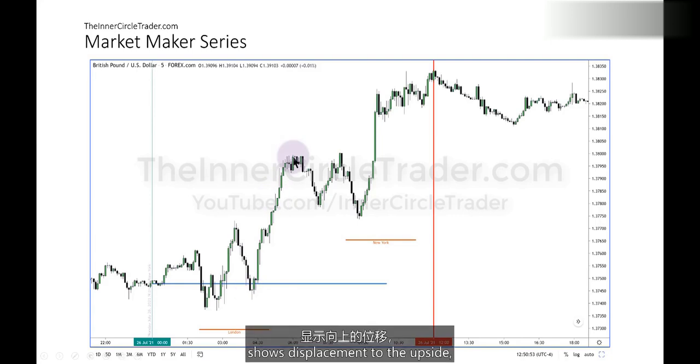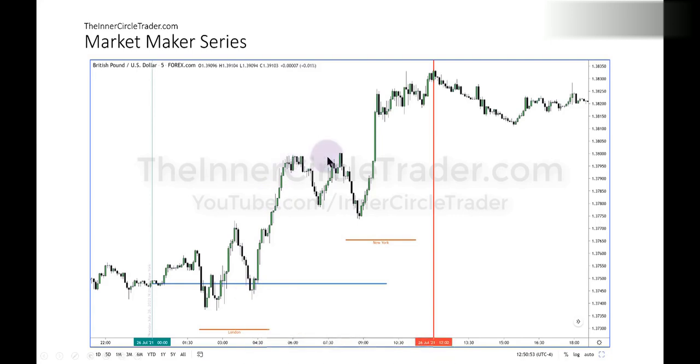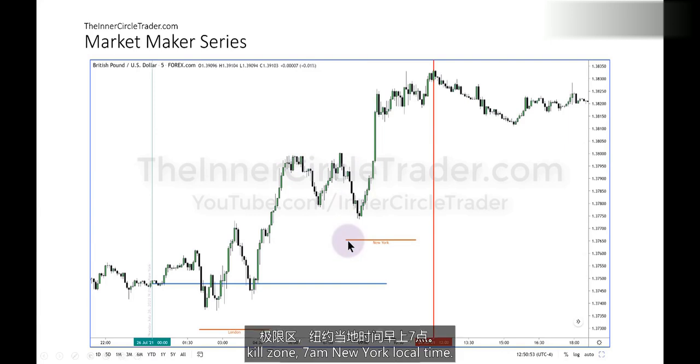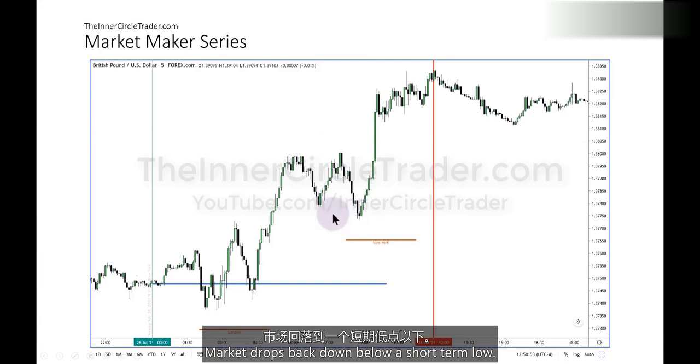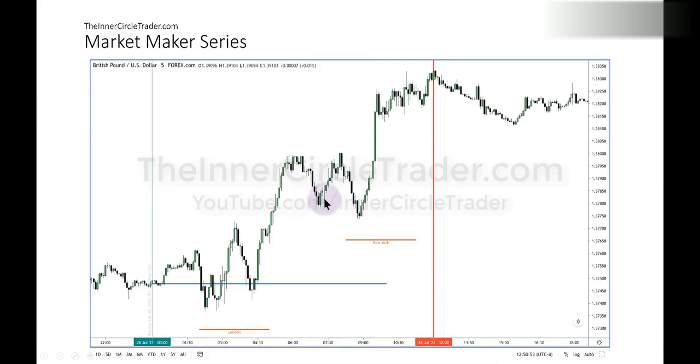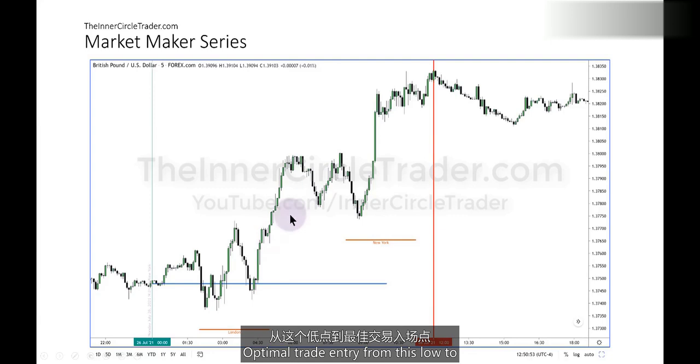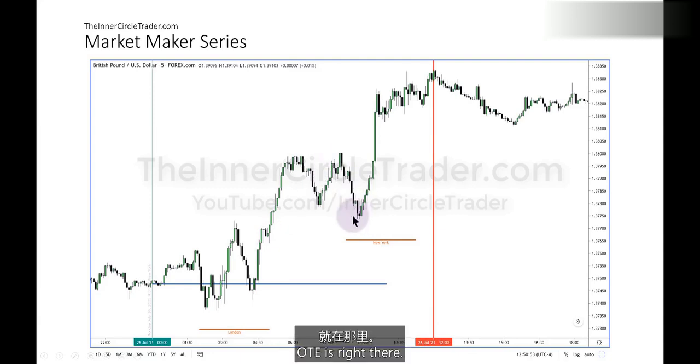Price shows displacement to the upside, creates relative equal highs before the New York Open Kill Zone, 7 a.m. New York local time. Market drops back down below a short-term low. Optimal trade entry from this low to high. OTE is right there. You can pull that up on your own fib. Price runs the relative equal highs, trades into the London close time period, noon, shuts the door, high of the day's formed.